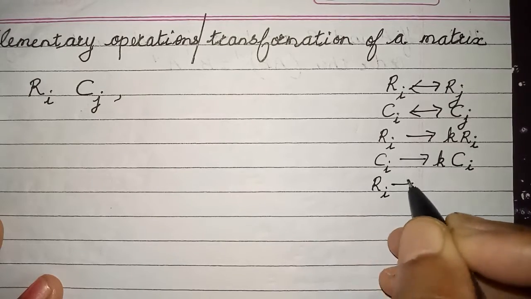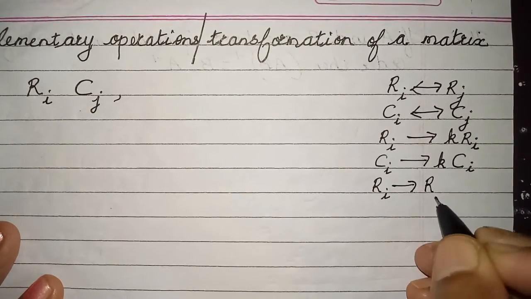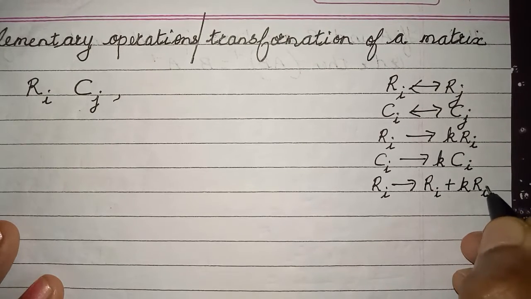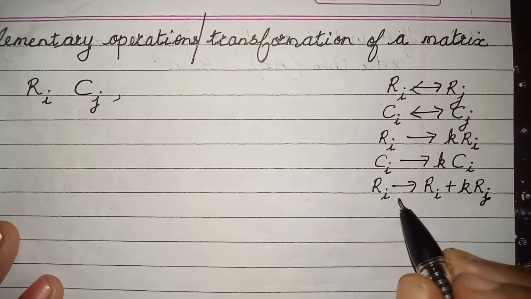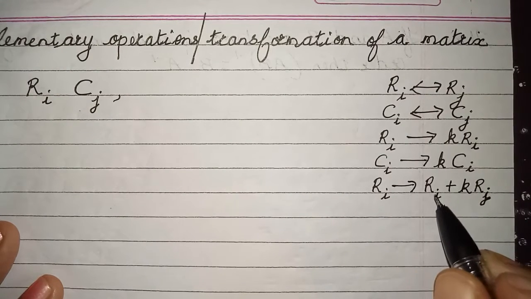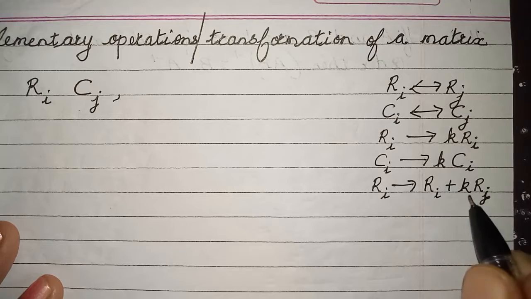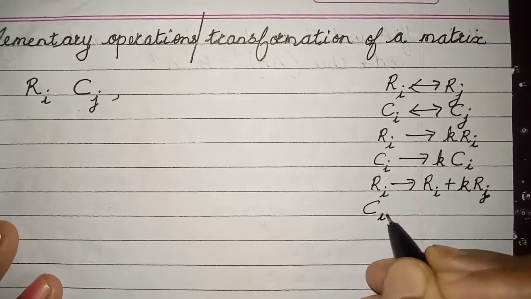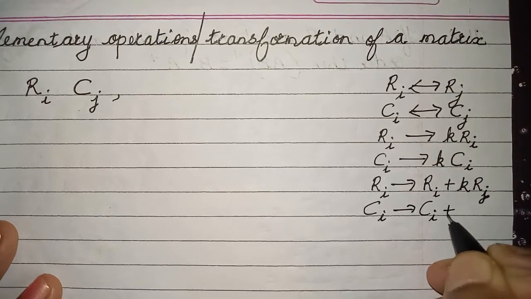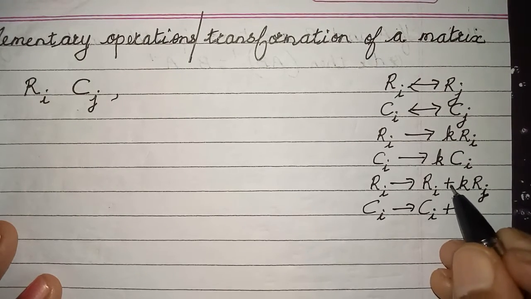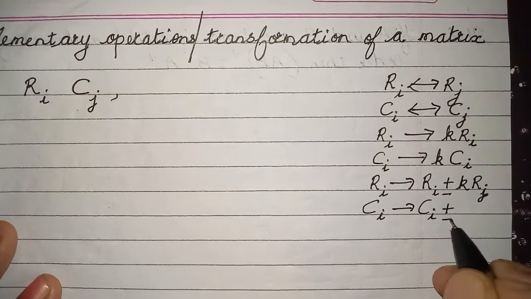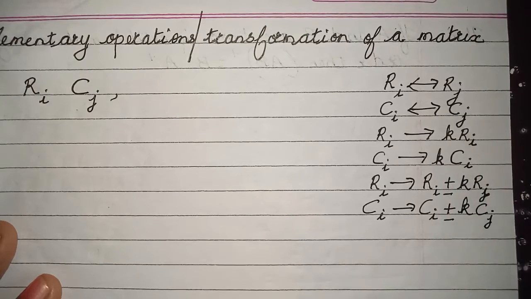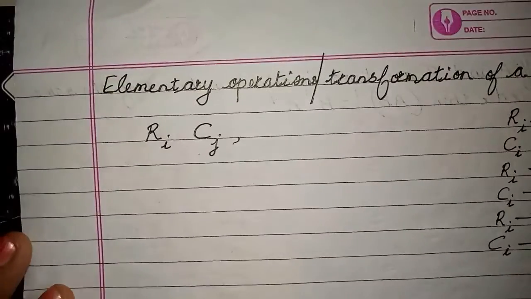Then you can add or subtract some scalar multiple of one row to the other row. What do you mean by this? To one row Ri, you are adding some scalar multiple of another row. Similarly, to one column Ci, you can add or subtract a scalar multiple of the other column. Addition also means subtraction, it is both plus and minus. Is that clear? Let's understand through one example.